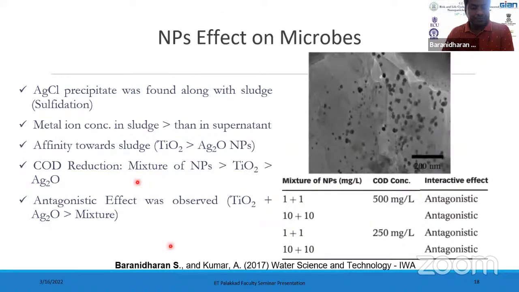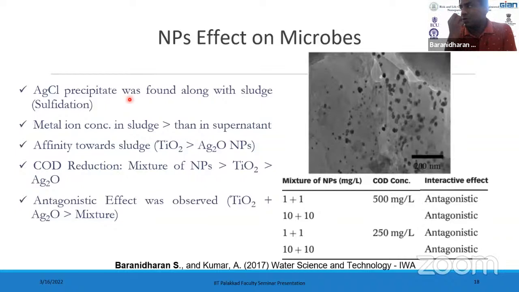So again, moving on with respect to the results that we were able to arrive at, silver chloride precipitate was found along with the sludge when the nanoparticles were exposed into the reactor at two different concentrations. And then with respect to the metal ion concentration, it was greater in sludge than in supernatant. Those are the reasons why it is very high. And then when it comes to affinity, or the closeness of the sludge towards the nanoparticle, titanium had a greater affinity than the silver nanoparticles.